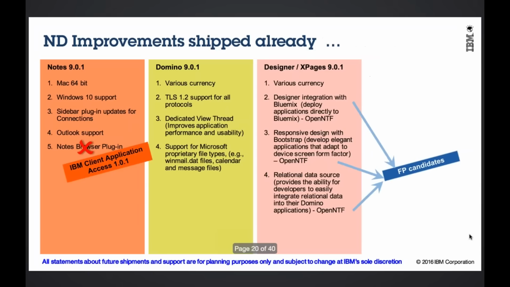All right, so let's talk about what we've already shipped. These are some of the things that we did this year that have shipped this year. We added Mac 64-bit client, Windows 10 support, sidebar plugin updates for connections. We've mentioned IMSO several times. We did update ICAA to 1.01. That is the replacement for the browser plugin.